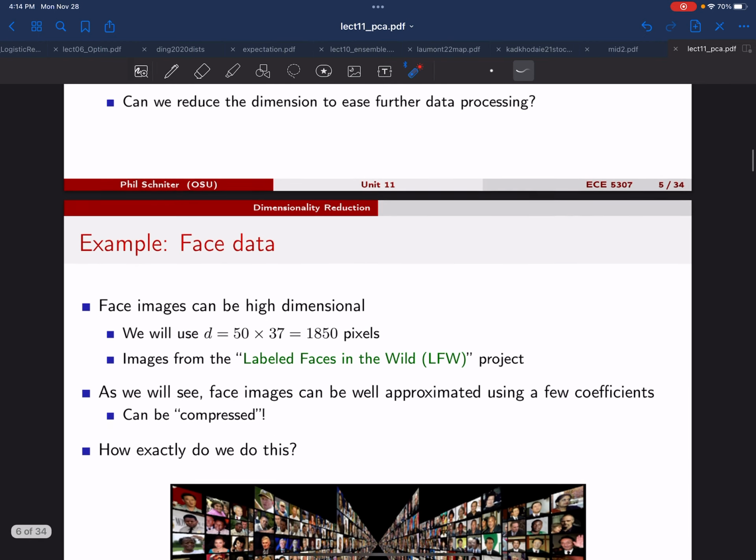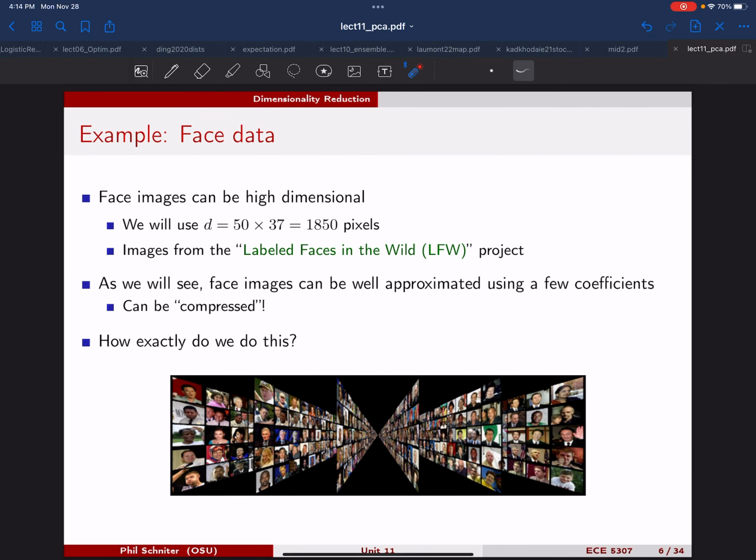Okay, so a little bit about the motivation. We're going to be using face data as the demo in this unit, and the face data we're using is an older data set called Labeled Faces in the Wild. These are relatively small pictures of faces. They are 50 by 37 only, so as images go, those are really small, similar to MNIST in size. That means a total of 1,850 pixels per image.